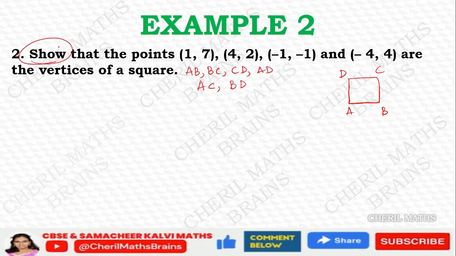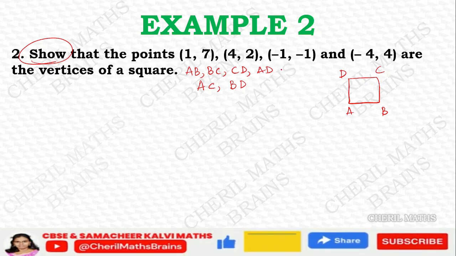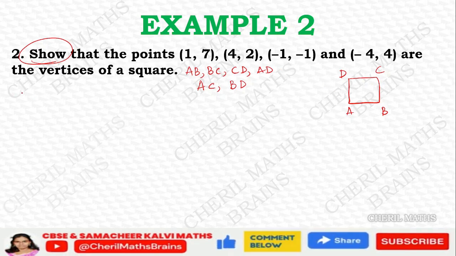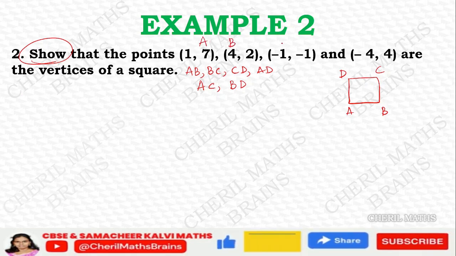They are asking us to show, that means we are asked to prove. It is clearly given that we have to show, that means it will form a square. So let's get into the values directly. This is A, this is B, this is C and this is D.